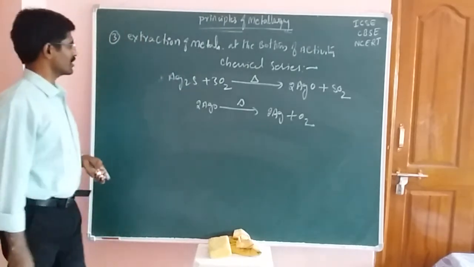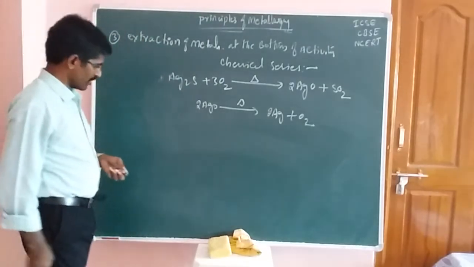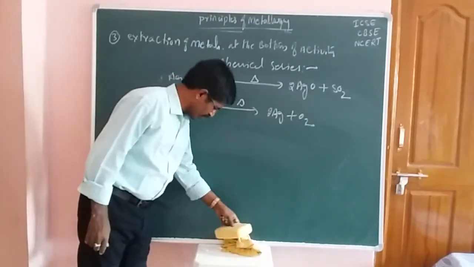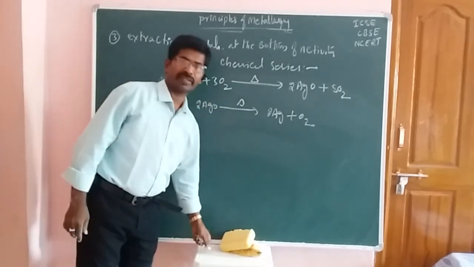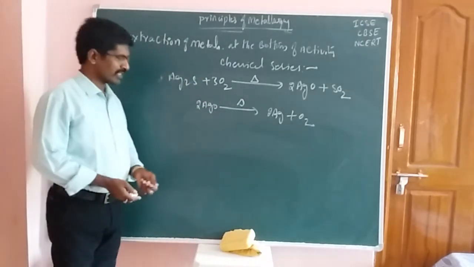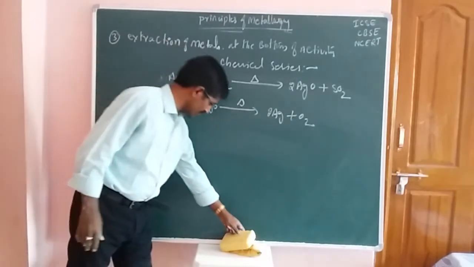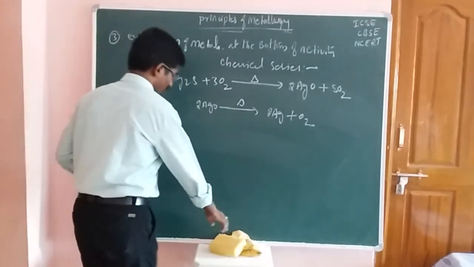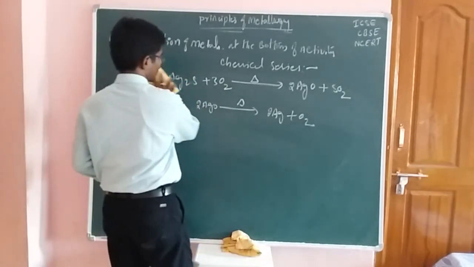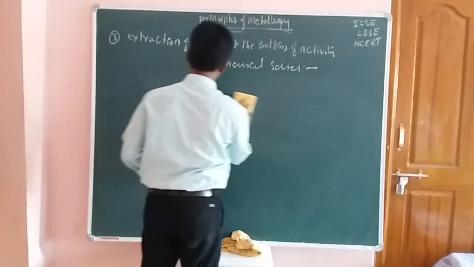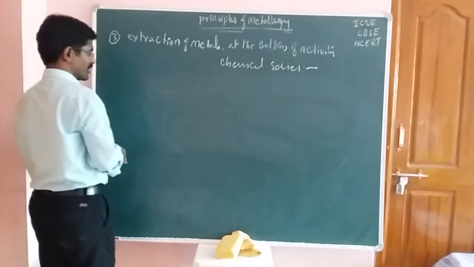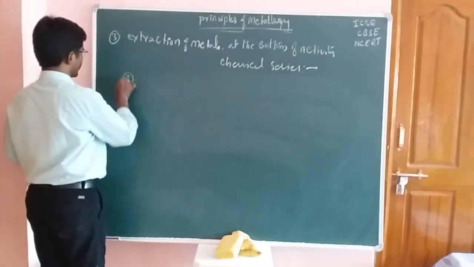Now these are the compounds, but actually these compounds are extracted by other methods, and those methods involve the smelting process. Friends, smelting process. Now what are those methods? We will discuss those methods also. First of all, this is the second type of reaction.